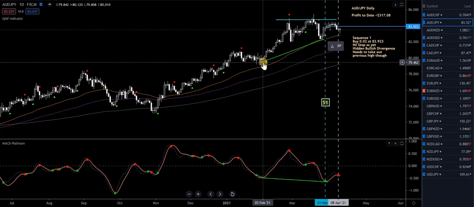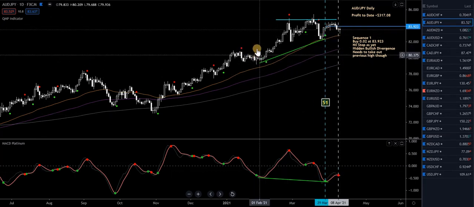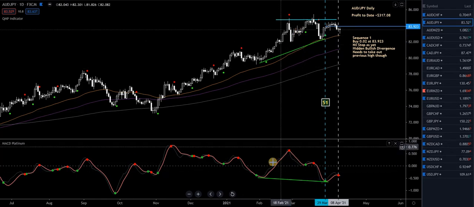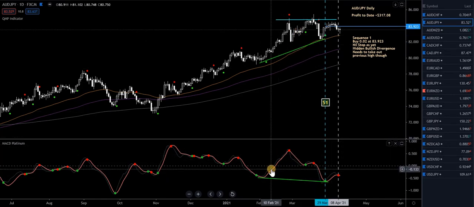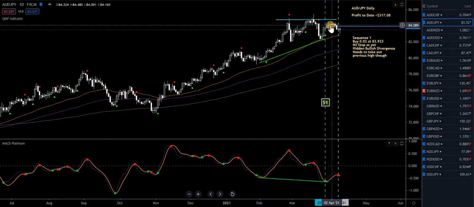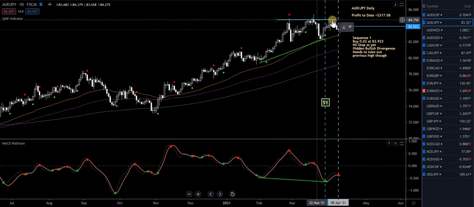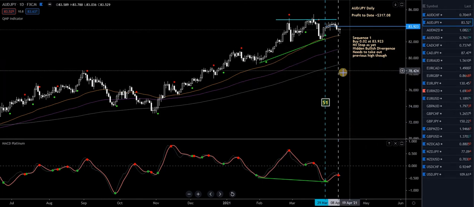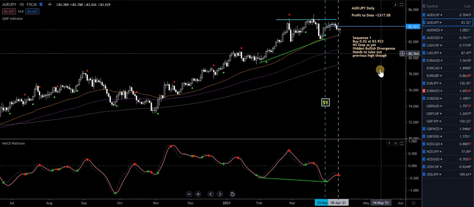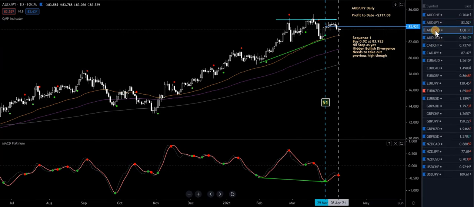Keep in mind that the QMP filter, which is these red and green dots on the price chart, is a combination of the MACD Platinum and the QQE Advance, which I don't have to display on the chart. So I took a buy in here, it went up slowly, didn't break this previous high, dropped down a little bit, and it's still not doing much at all. Again, profit to date, there's my notes on the trade, etc.